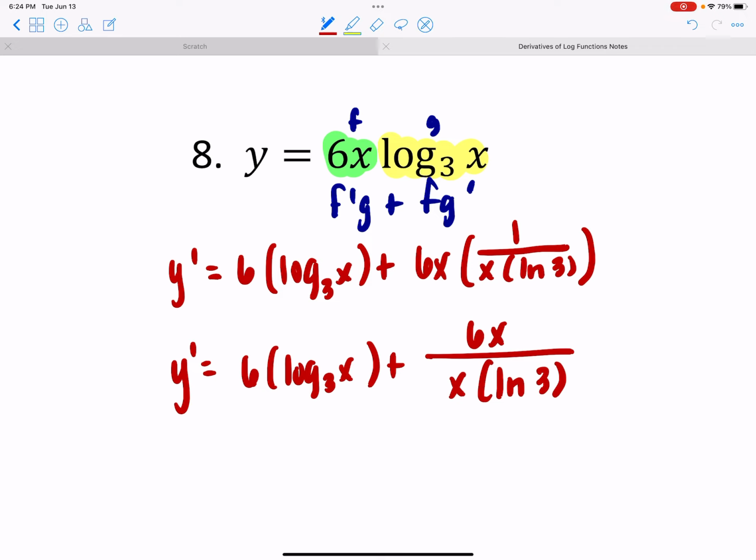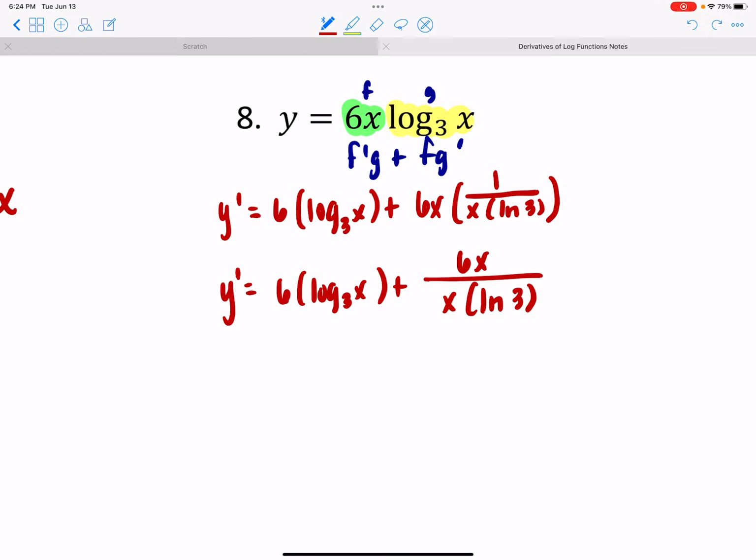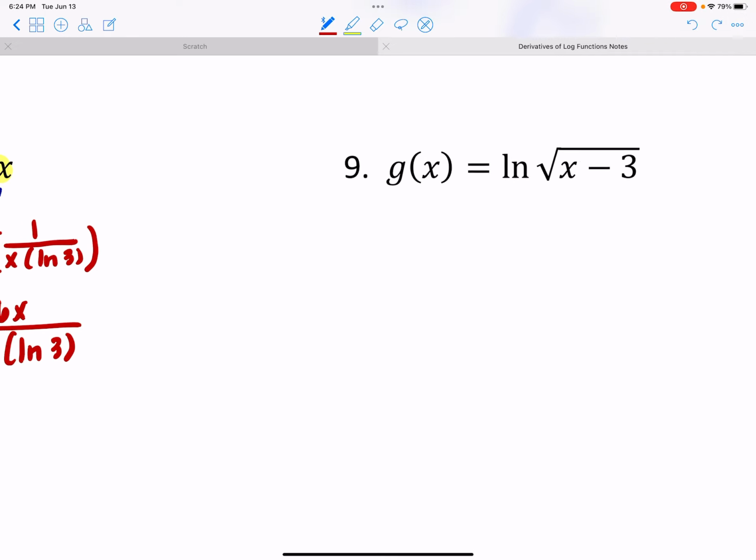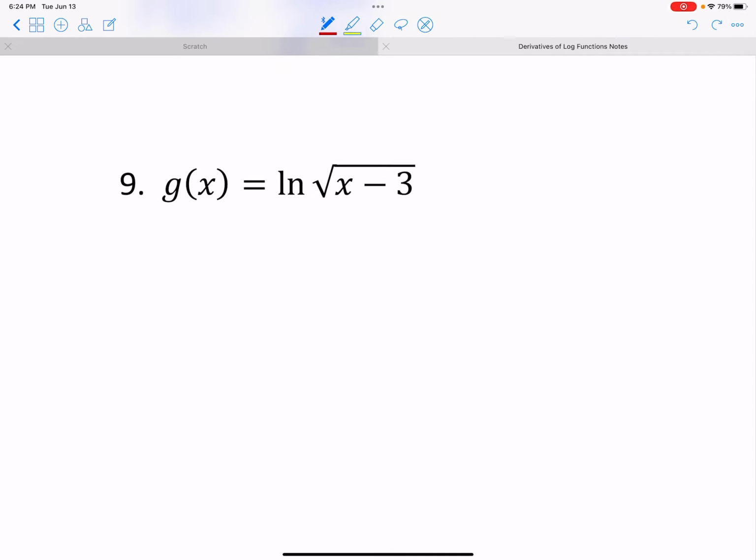It definitely doesn't help us reduce anything, so I'm going to be perfectly fine with this as a stopping point. Okay, so there's the derivative there using the product rule. Now we're jumping over to a natural log.